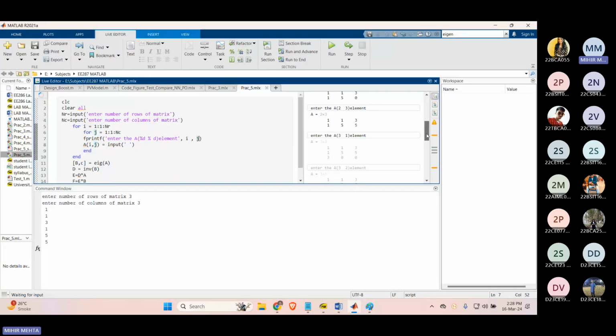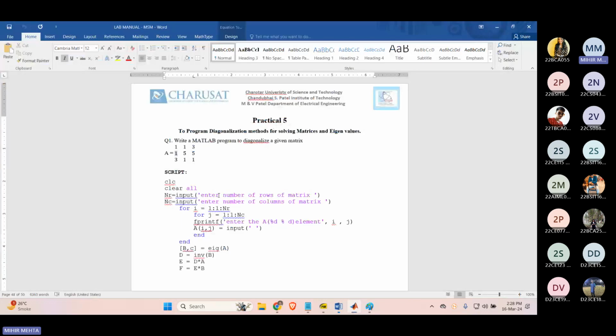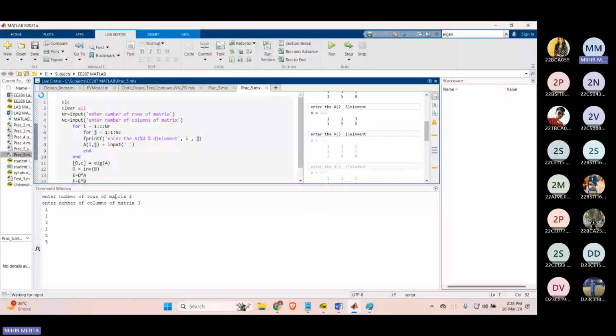So let us again look at the question. For the third row, the values are 3, 1, 1. So third row, first column, the value is 3. The third row, second column, the value is 1. And the third row, third column, the value is 1. So again, coming back here, the value of A31 is what I need to enter. A31 would be this particular 3, so I'm entering the value here as 3.